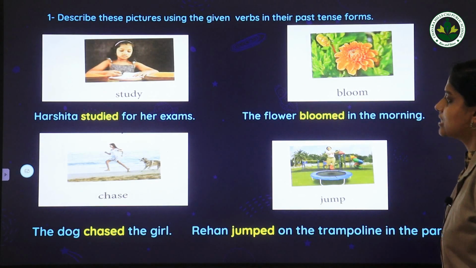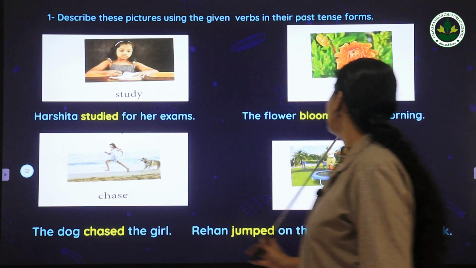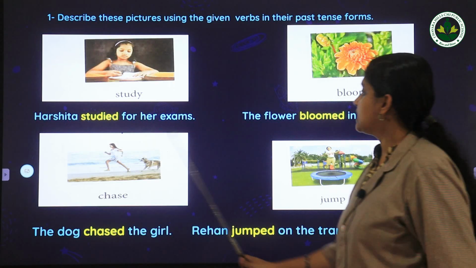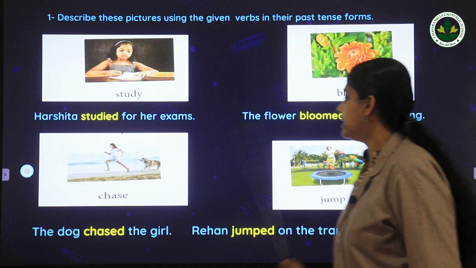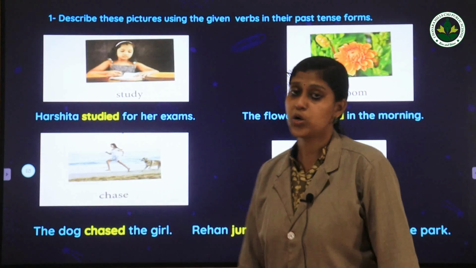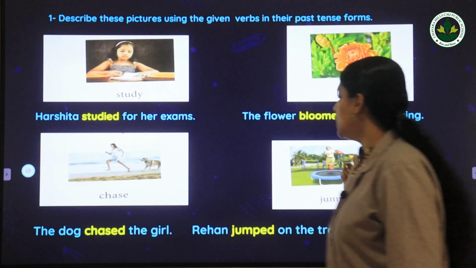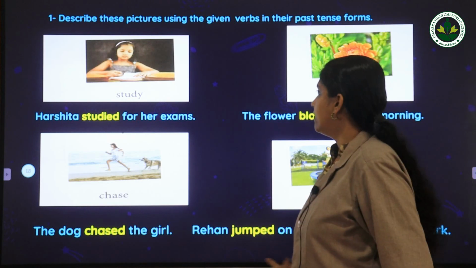Look at these past forms again: studied, bloomed, chased and jumped. These verbs end with ied, ed, or d. So studied, bloomed, chased and jumped are examples of regular verbs.